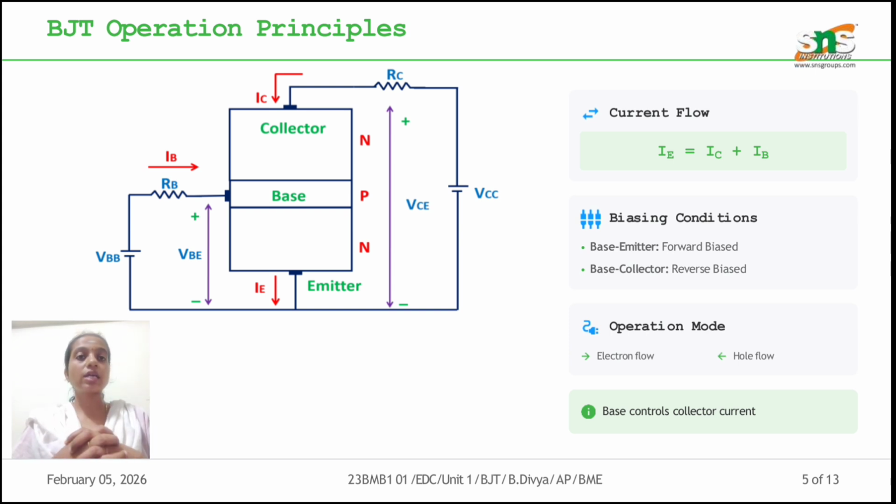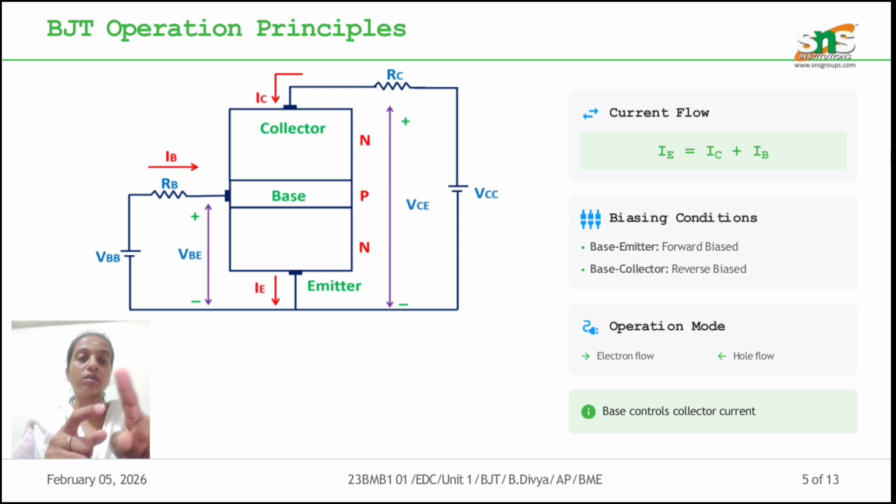In this diagram we can see that the base is smaller in size, the emitter is a bit larger compared to the base, and the collector is even larger than the emitter and base. We are going to talk about the common emitter configuration, where the base and the collector are connected commonly to the emitter.